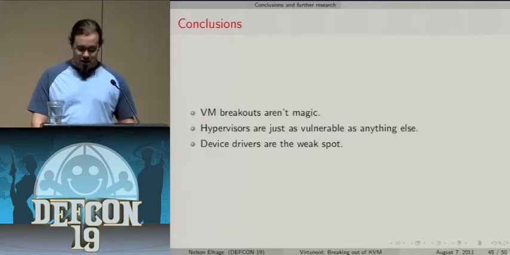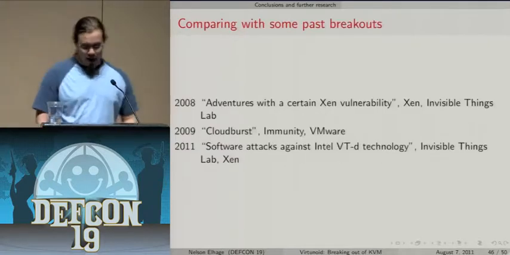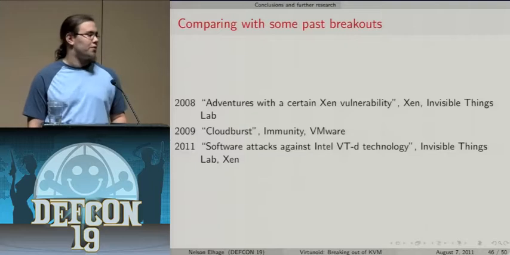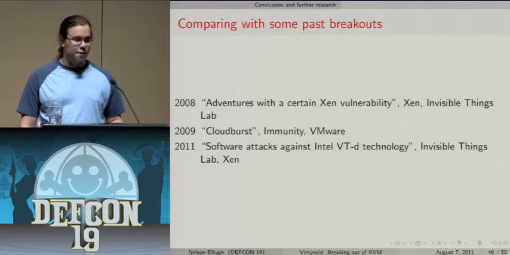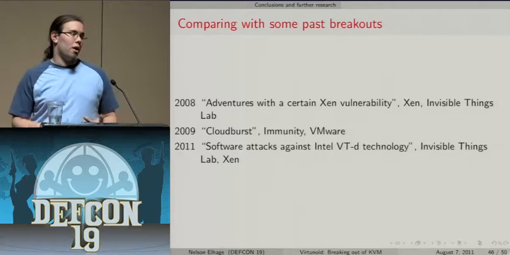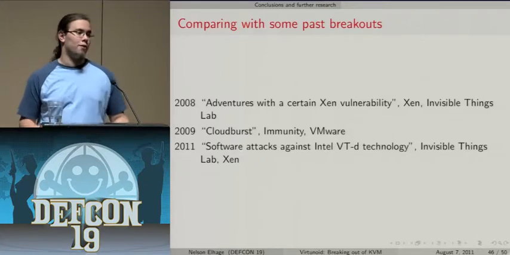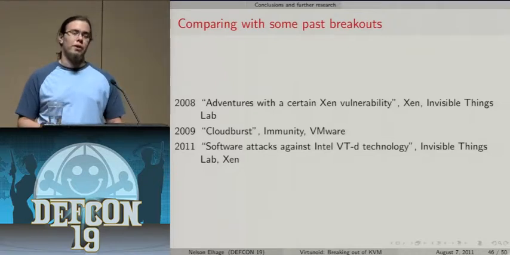They're just as vulnerable as anything else, and of course, as you might expect, the fake devices are the weak spot. And just to drive this point home and to give some context, we'll take a brief look at some past virtual machine breakouts. In 2008, Invisible Things Lab put out this paper, Adventures with a Certain Xen Vulnerability, where they demonstrated a Xen breakout. The bug that they were exploiting was an integer overflow in the paravirtual frame buffer, and they used much the same standard tricks that I did: ret-to-libc or return-oriented programming to mprotect, to copy a buffer in and then jump into it.